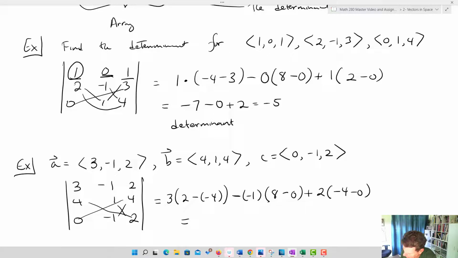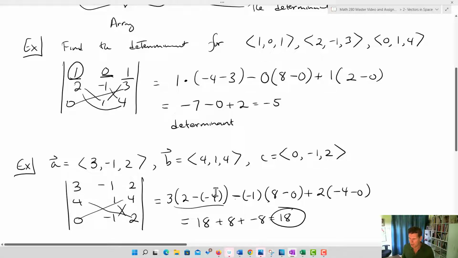This ends up giving me 3 times 6, that's 18. And then this is plus 1 times 8, so plus 8, plus negative 8 equals 18, and that's my determinant. And that's how you go about finding the determinant. The reason why the determinant is going to become so handy is because when we talk about the triple scalar product, the way we find the triple scalar product is by finding the determinant.